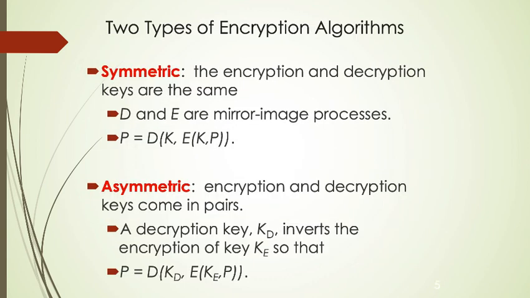There are two types of encryption algorithms, symmetric and asymmetric. The symmetric one has the same key to encrypt and decrypt, so K is the same there. Decryption and encryption are mirror images.